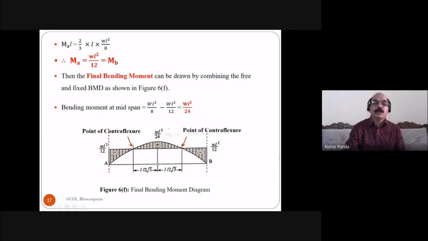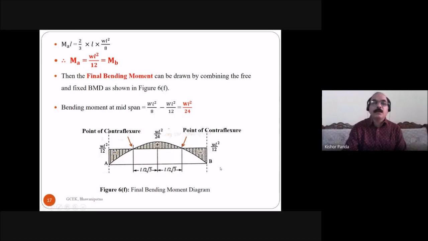You can find the maximum positive moment at the midpoint because you know the total ordinate of the free bending moment diagram is WL square by 8, and this ordinate is WL square by 12 negative. So WL square by 8 minus WL square by 12 is equal to WL square by 24. This is the bending moment at midspan of the fixed beam subjected to uniform distributed load. The maximum positive moment at the midpoint is WL square by 24, and the maximum negative moment at both ends A and B is WL square by 12. So this is the final bending moment diagram.